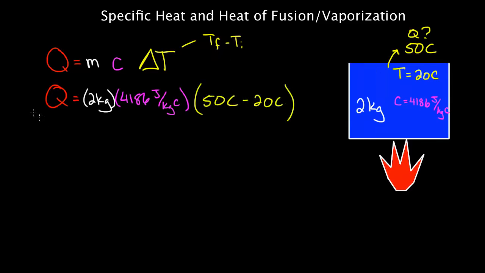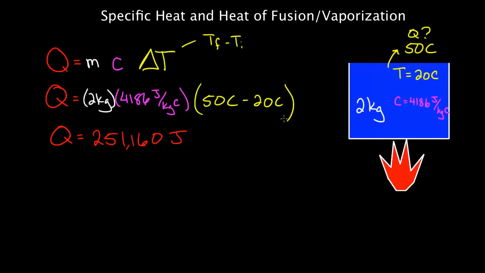And now we can solve this for the amount of heat. And if you multiply all this out, you get 251,160 joules. That's a lot of heat energy just to get water to increase by 30 degrees Celsius. That's why we often use water as a heat sink. You can put a lot of heat in water and not change the temperature by all that much.